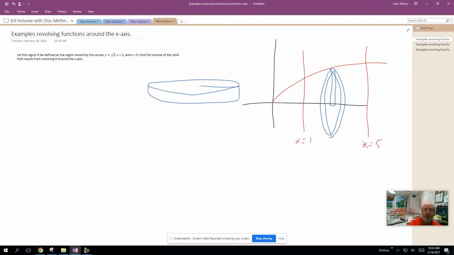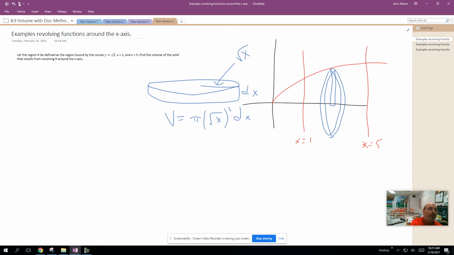We're going to look for the radius of that disk, which in this case is going to be the square root of x. The width of that disk is dx, and so the volume of that one single disk is pi times the radius squared, which is the square root of x squared, times dx. The volume of a cylinder is the area of the base times the height. Here's the area of the base, and here's the height.